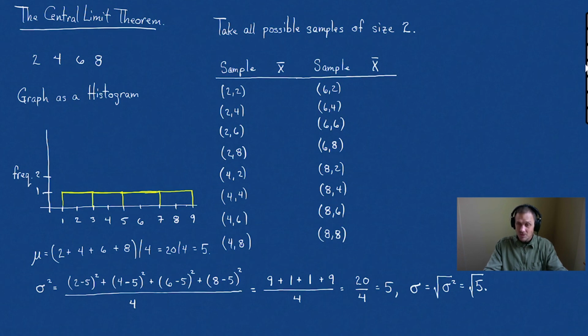So 2 plus 2, that's 4. Divide it by 2, we get 2. And let's keep going. We're going to get a 3, a 4, a 5, a 3, and I'll stop here.